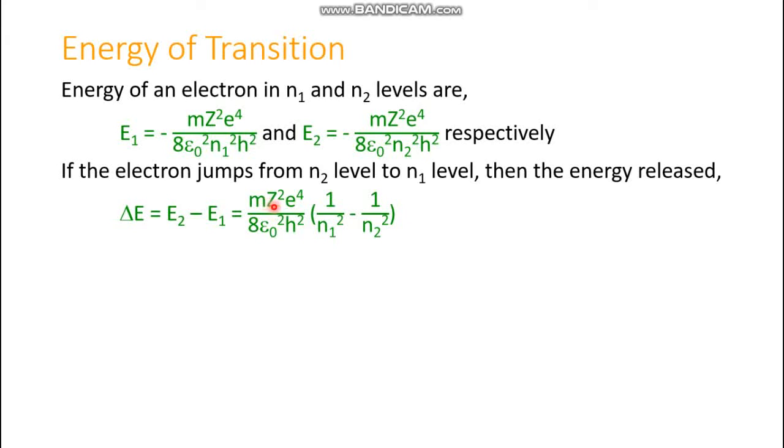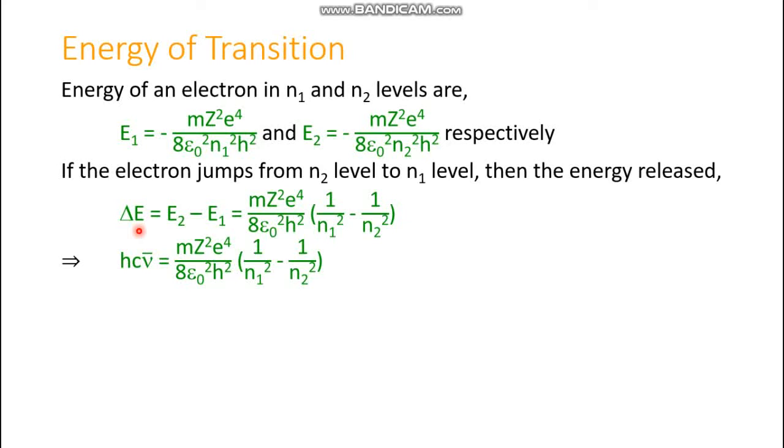So it is m z square e to the power 4 by 8 epsilon 0 square h square, then into 1 by n1 square minus 1 by n2 square. Okay, now this value of energy is nothing but h nu, and h nu is hc by lambda. Now 1 by lambda is nu bar, isn't it?